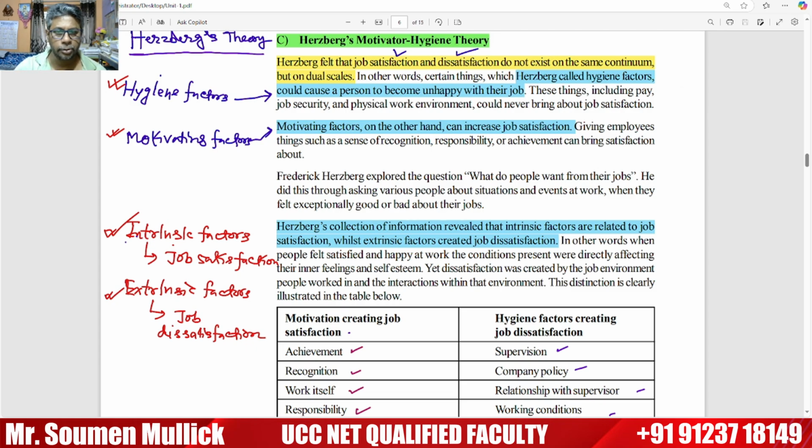In other words, Herzberg called the hygiene factor something that could cause a person to become unhappy with their job, and that is related to dissatisfaction. Things including pay, job security, and physical work environment could never bring about job satisfaction. The second is the motivating factor, which, on the other hand, can increase job satisfaction. Giving employees things such as a sense of recognition, responsibility, or achievement can bring satisfaction about. So these are the motivating factors.